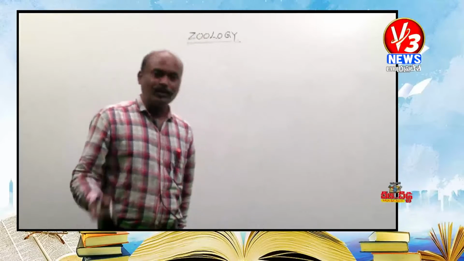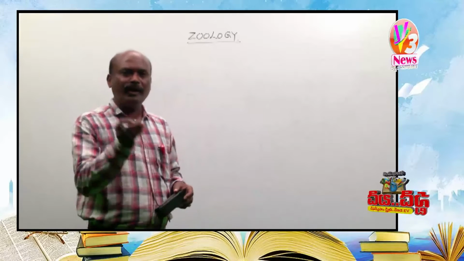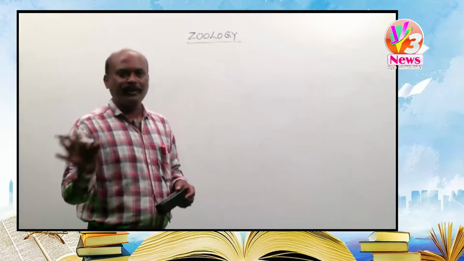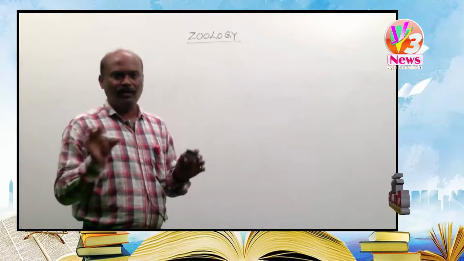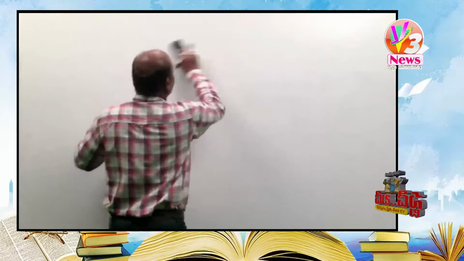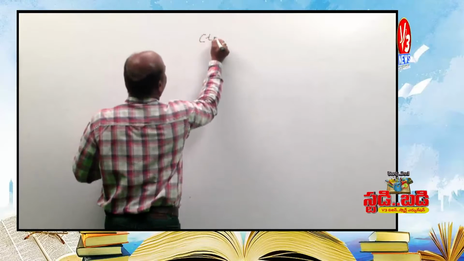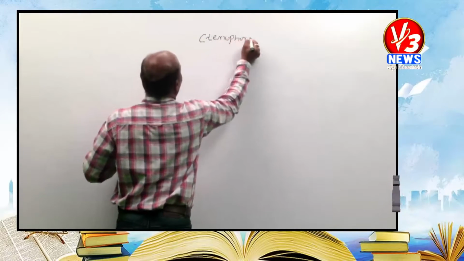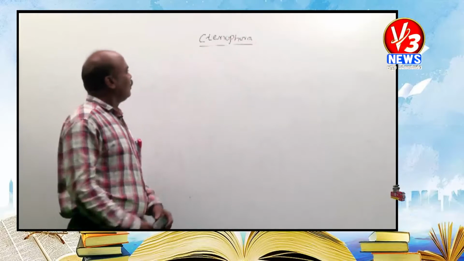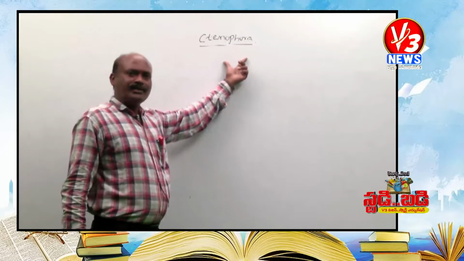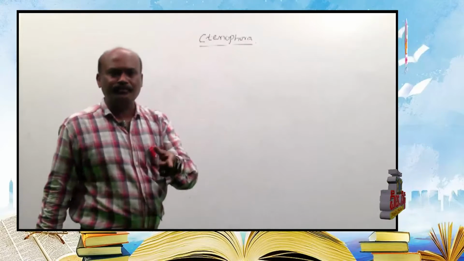Yes, good evening students. This is our fourth class. In our previous class, we completed the phylum Porifera and Cnidaria. Today we are going to take first of all a minor phylum. That minor phylum is Ctenophora. So, actually it is also one type of group in coelenterates.